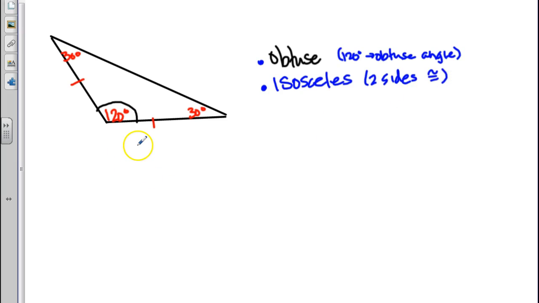All right, now let's talk a little bit more. This is the vertex. These are the legs. So there's a leg and there's a leg. These are the base angles. Base angles are congruent.